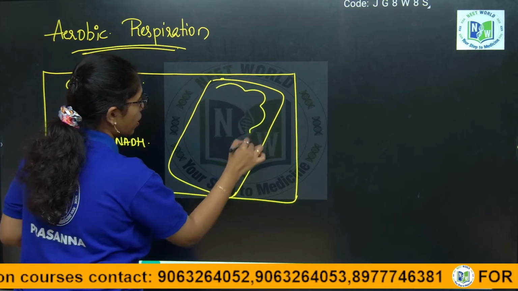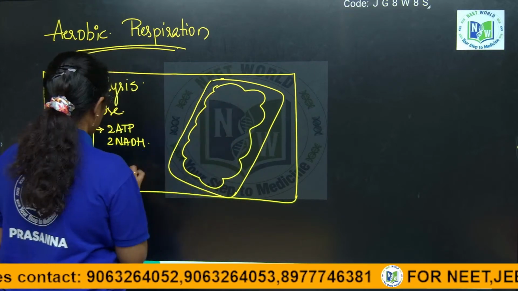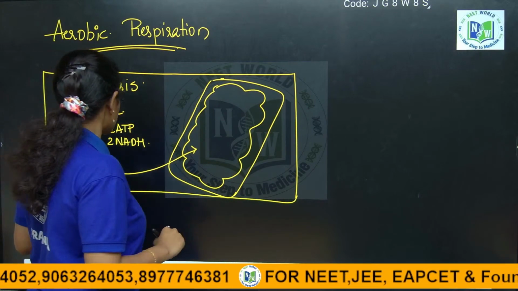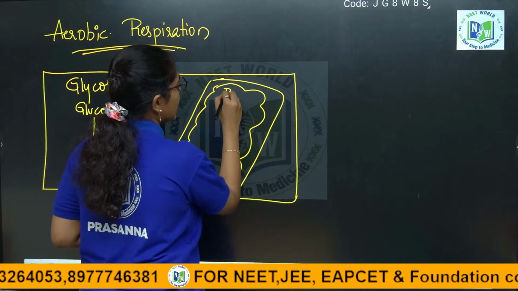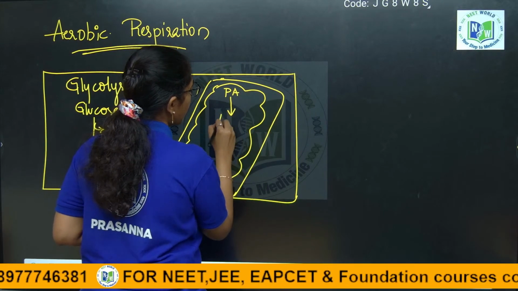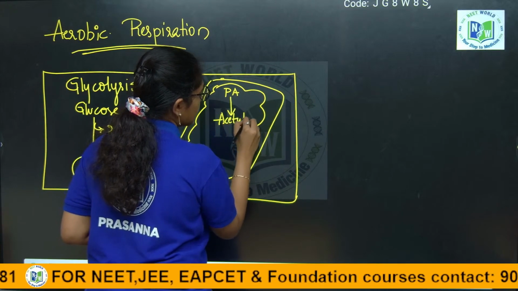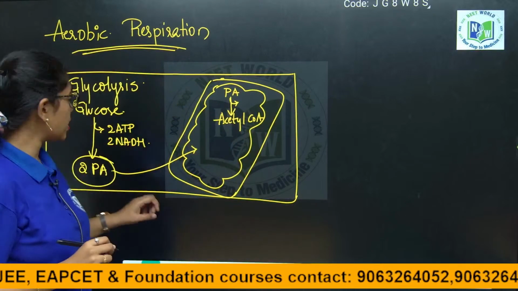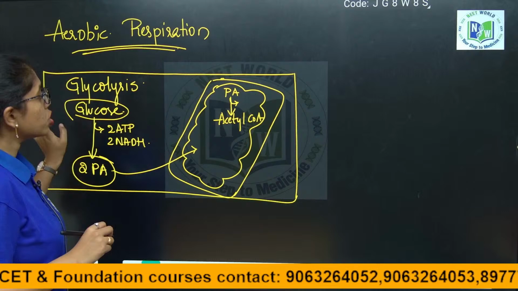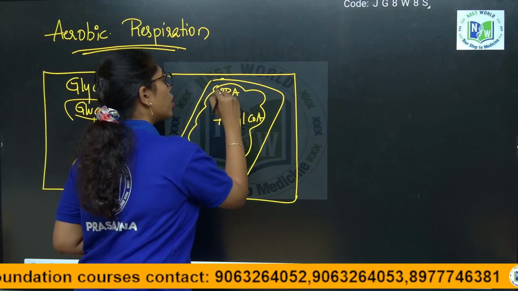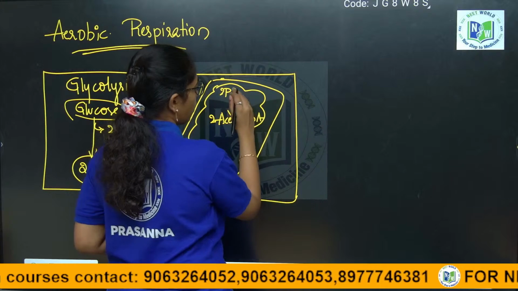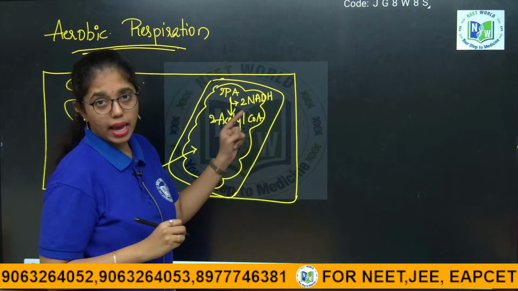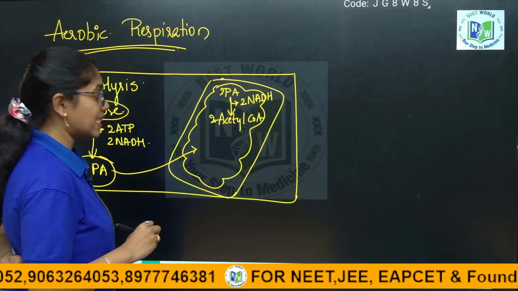It will enter what? The mitochondria, into the mitochondrial matrix. Inside this mitochondrial matrix, pyruvic acid is first turned to acetyl-CoA. Pyruvic acid is turned to acetyl-CoA by releasing how many molecules of NADH? We are calculating for 1 glucose, no? So for 1 glucose, 2 molecules of pyruvic acid and 2 molecules of acetyl-CoA are formed, and it is 2 NADH.